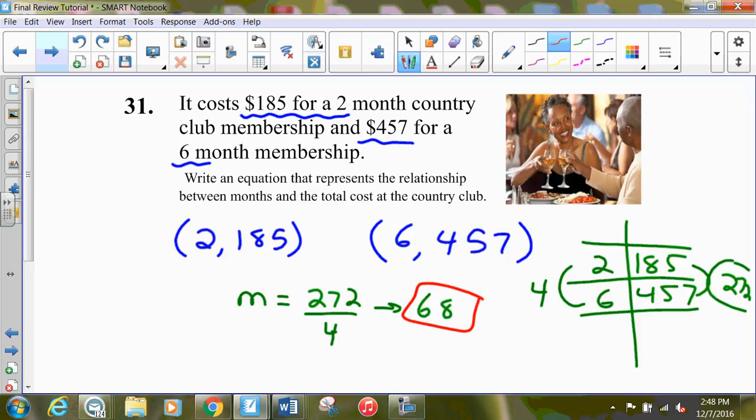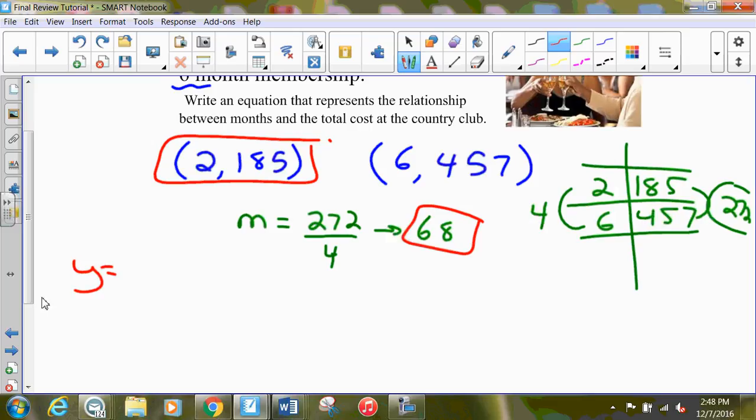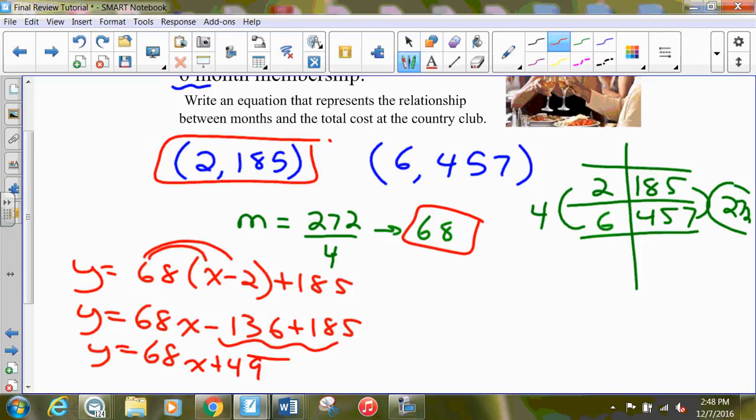Let's see, we're going to use the slope. Let's use this point. Let's put it all together. So we'll have y equals 68 times x minus 2 plus 185. We're going to go ahead and distribute. So we'll have 68x. 68 times negative 2 is negative 136. And then we're going to combine our 2 like terms. And we'll have 49.